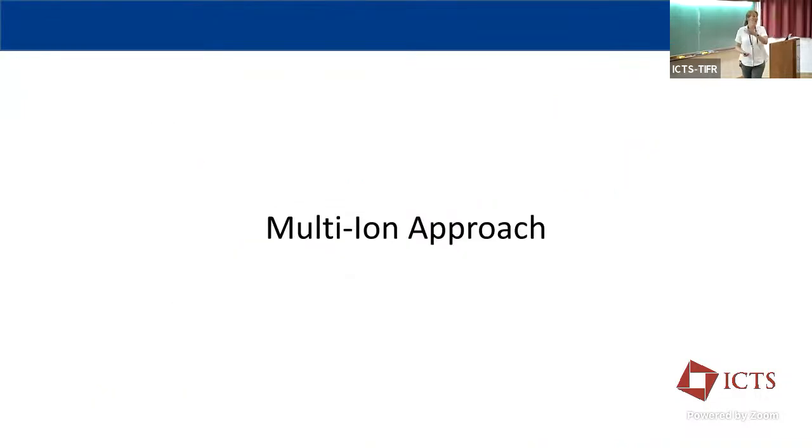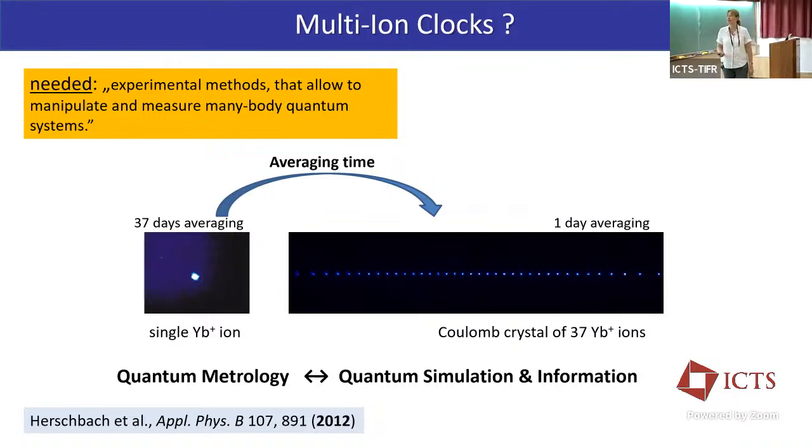So this is how the multi-ion approach came in. And we proposed that more than 10 years ago in this paper. And coming from the neutral community, I was asking myself, why is it not possible to scale up the single quantum system to a many-body quantum system, as you wanted in a quantum computer with many qubits, to keep up the accuracy, to keep up the control.